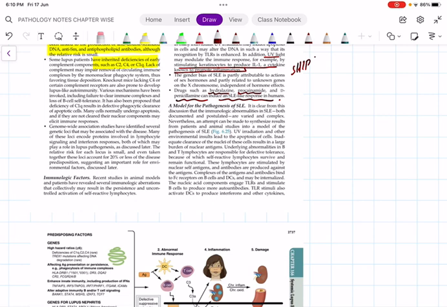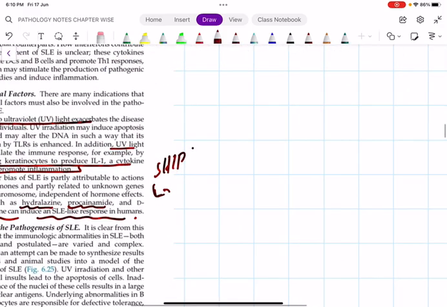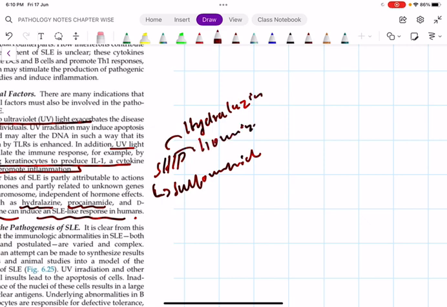Hydralazine. S stands for sulfonamides. H stands for hydralazine, I stands for isoniazid, P stands for procainamide. These are the SHIP drugs. We usually say in pharmacology, SHIP drugs cause SLE-like features.